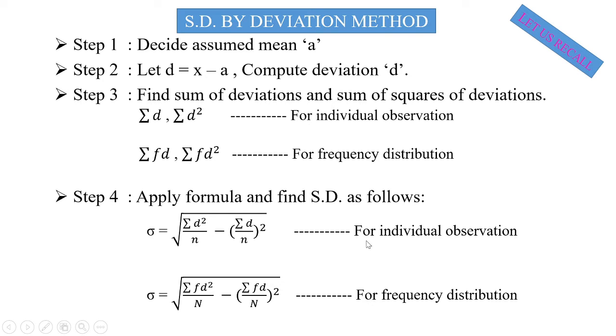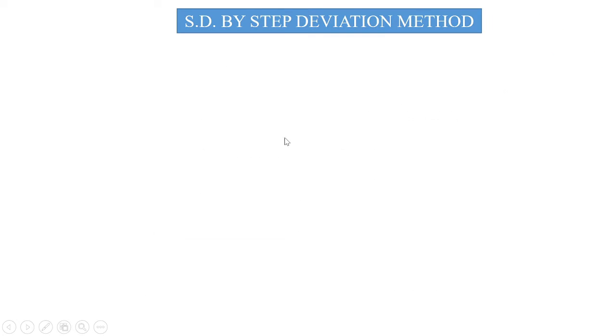The standard deviation for individual observation, that is sigma is equal to under root summation of d square divided by n minus summation of d divided by n bracket square, and for frequency distribution sigma is equal to under root summation of fd square divided by n minus summation of f into d divided by n bracket square.